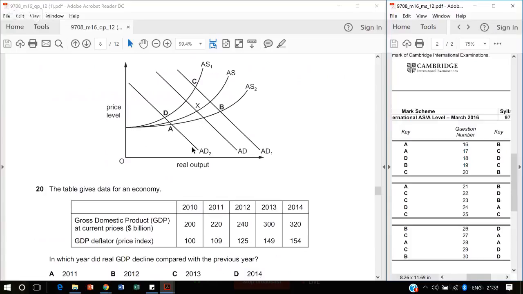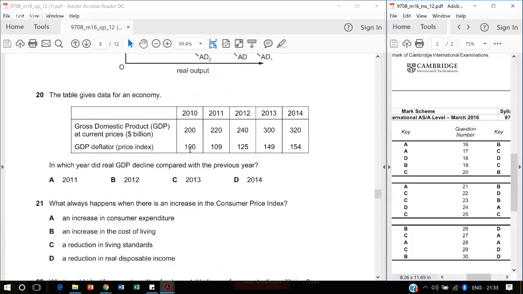The table gives data for an economy. In which year did real GDP decline compared with the previous year? So we want the real GDP here. This gives us current prices, so just at a nominal level: 200, 220, 240, 300, 320. So it's increasing every year at a nominal level.